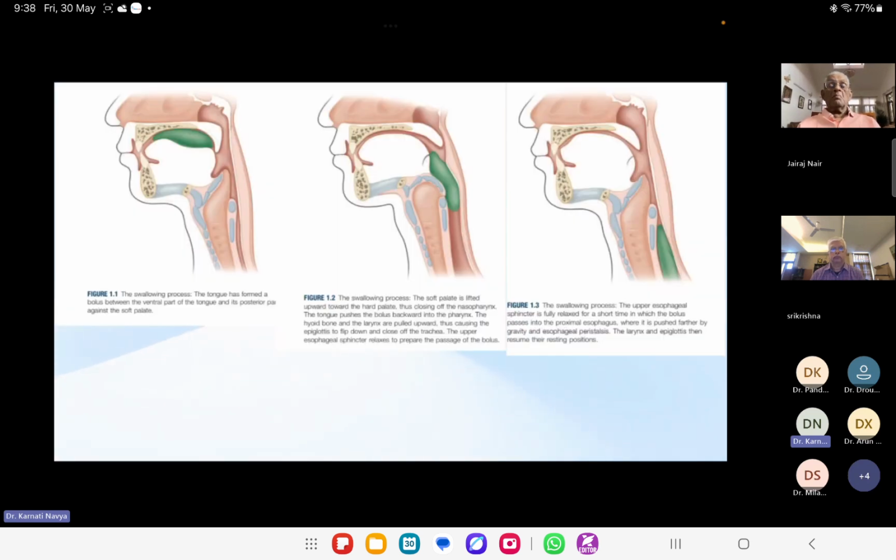This is the image showing the swallowing process. Initially, the bolus is formed. The second picture shows the closure of the nasopharynx by the upward movement of the soft palate and the movement of the hyoid bone.